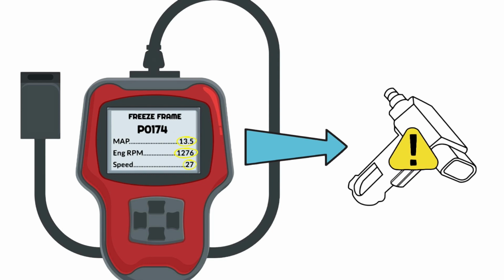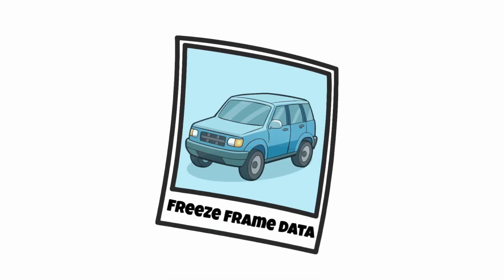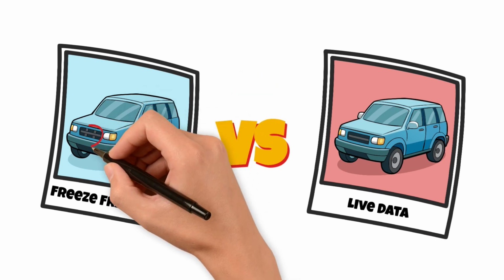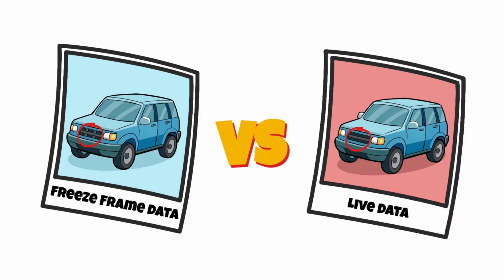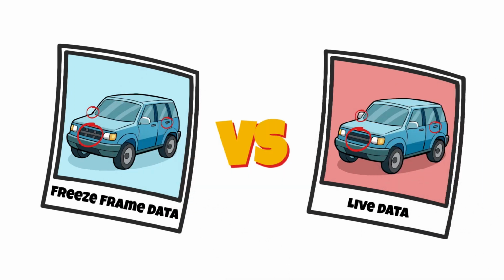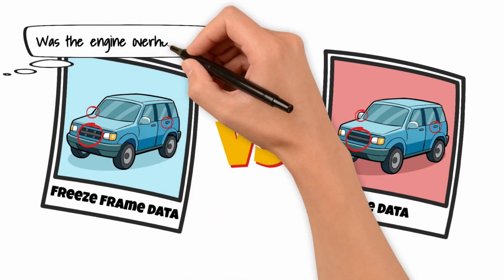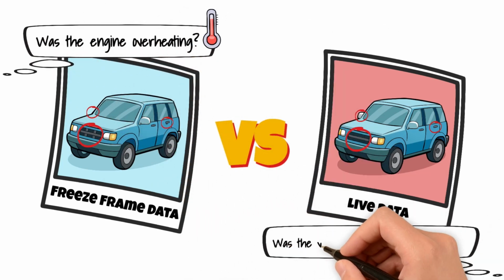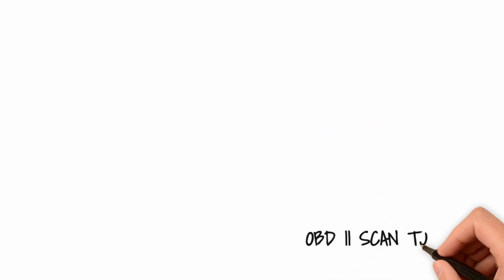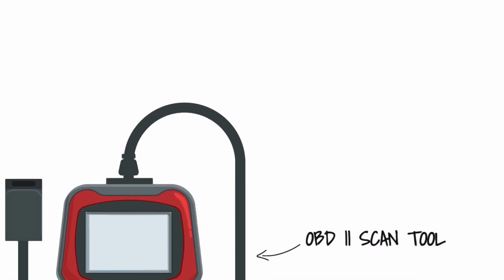Freeze frame data becomes especially potent during repairs when compared with live data. Analyzing both sets of information helps gain a comprehensive look at the vehicle's condition before and after the fault, making it easy to determine abnormal values in a list of parameters. Was the engine overheating? Was the vehicle moving at high speeds? All this data can be accessed using the OBD2 scan tool.